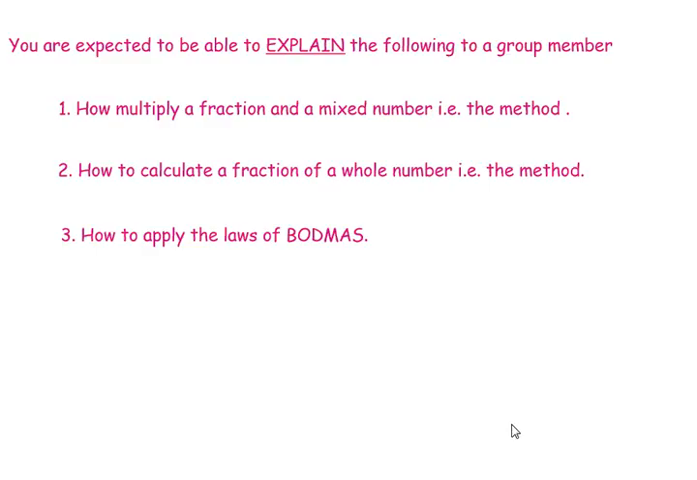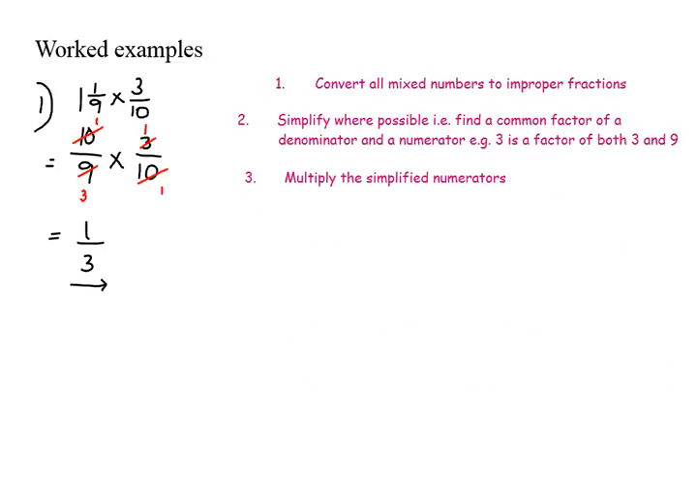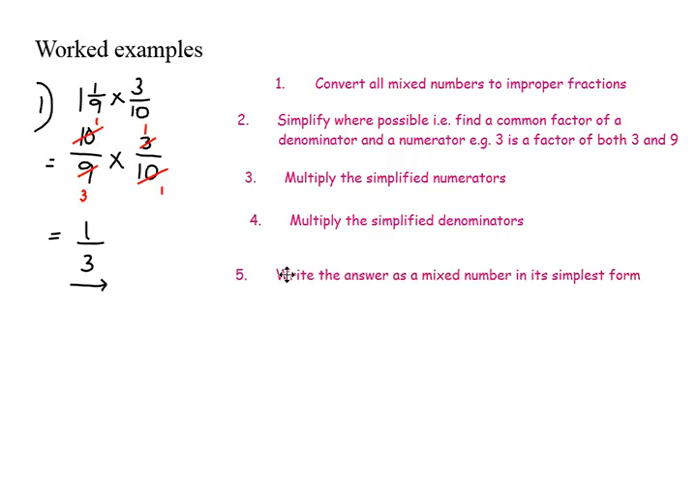For tomorrow, you are expected to explain the following to a group member. You must explain how to multiply a fraction and a mixed number. You've got to explain the method. So you've got to be able to explain this. First thing we do is convert to improper fractions. Simplify by cancelling a numerator and denominator. Multiply the simplified numerators. Then we had to multiply the simplified denominators and write the answer as a mixed number in simplest form, which didn't apply there.